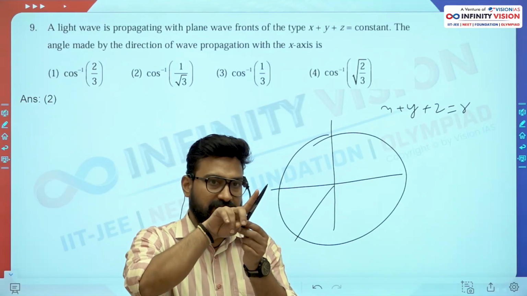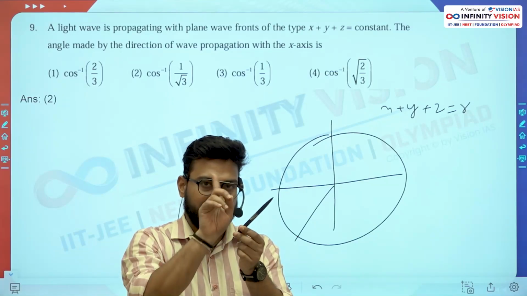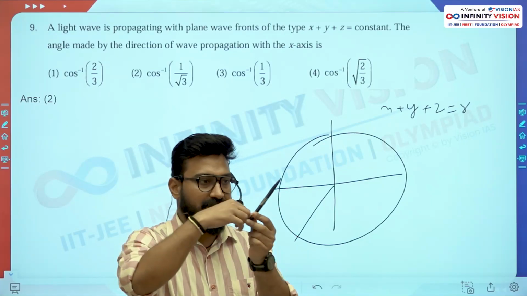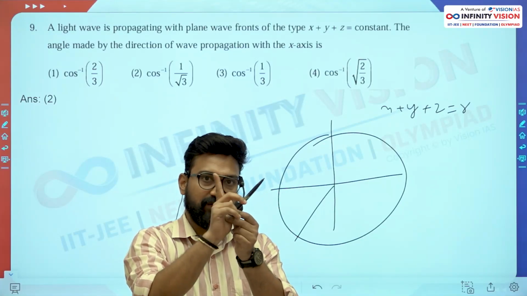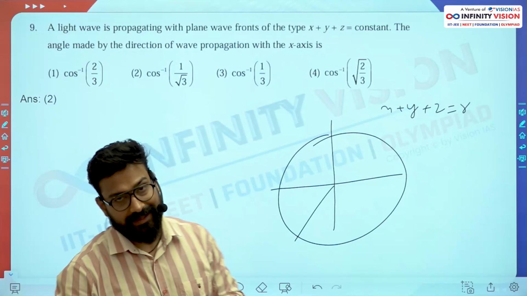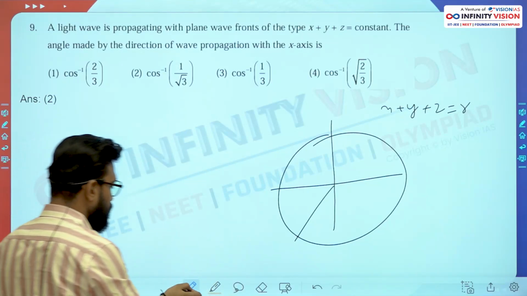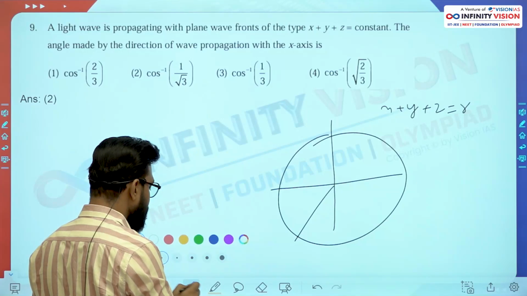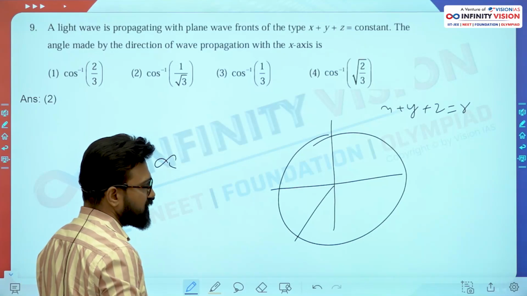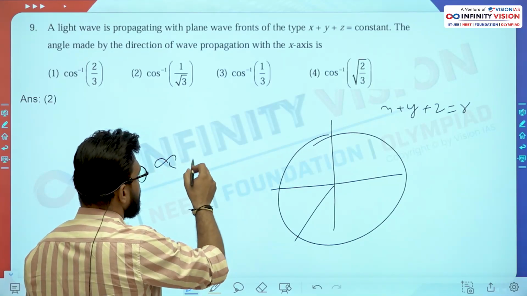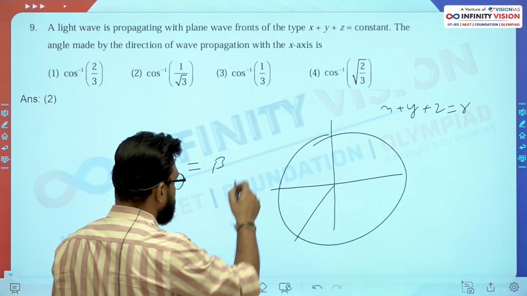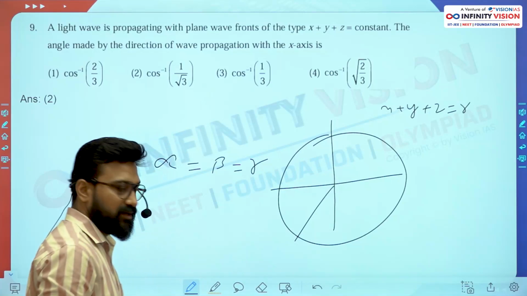Again, it would be symmetrical about the x-axis, y-axis, and z-axis. Don't you think? It has symmetry about x. This angle would be along y, and this angle would be along z. It would have symmetry along the x, y, and z axes. So that means the angles subtended by them would be equal. That means the angle subtended along the x-axis by that vector, this light, must be equal to beta, which is the angle subtended along the y-axis. This must be equal to gamma, the angle subtended along the z-axis.